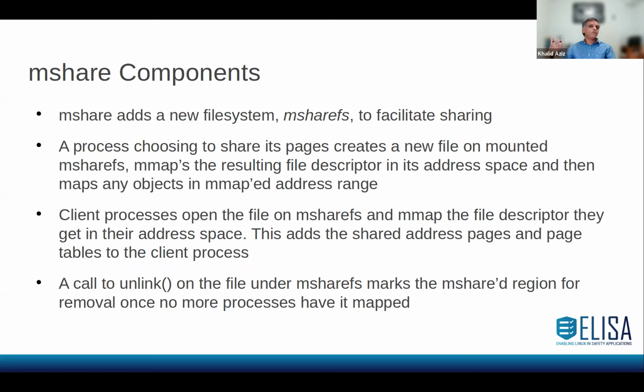Now, how does someone else get access to that? A client process simply opens that file that exists on that msharefs. It opens that file and mmaps the file descriptor it gets back. Once it mmaps the file descriptor, that tells the kernel, now we are sharing address space between these two tasks. And then the kernel will set up the shared page tables and all of the right plumbing underneath. And now we're off and running.